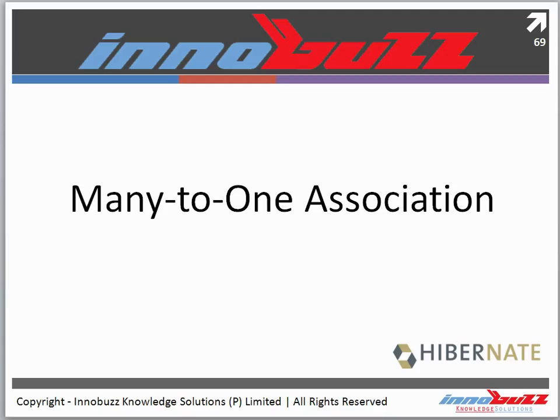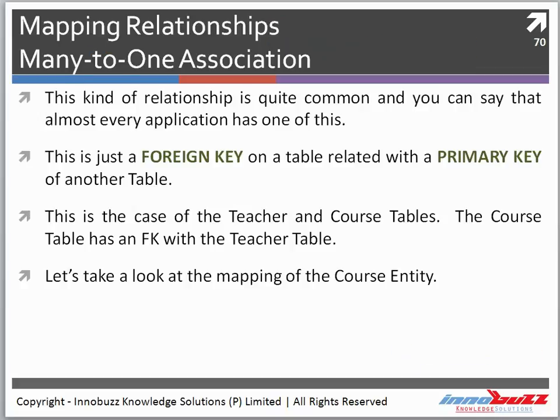Many-to-one association. This is one of the most used associations because when you apply the normalization forms on database tables, the result is tables related with foreign keys. These foreign keys are not primary keys.